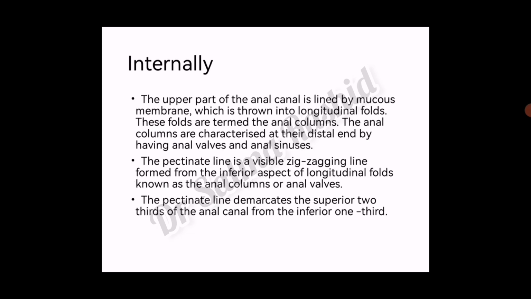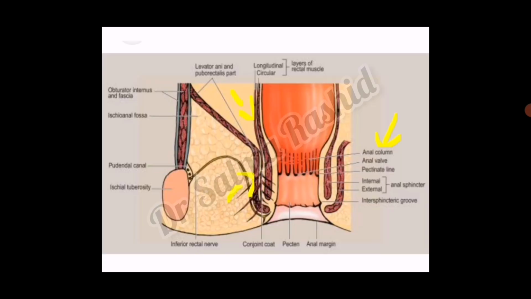Now, when seen from internally, the upper part of the anal canal is lined by mucous membrane, which is thrown into longitudinal folds. These folds are termed as anal columns. The anal columns are characterized at their distal end by having anal valves and anal sinuses. Here you can see in this picture anal canals, and at the distal end present anal valves.